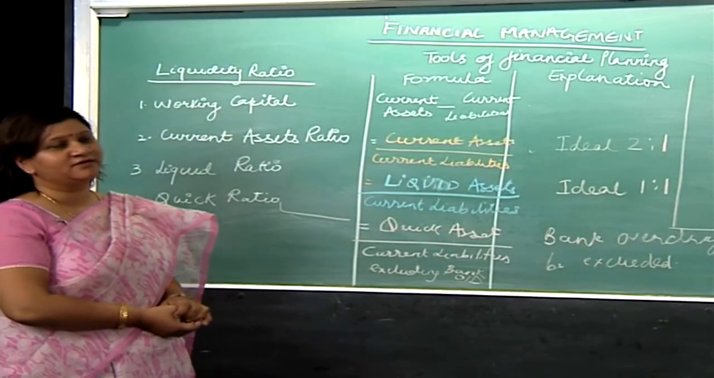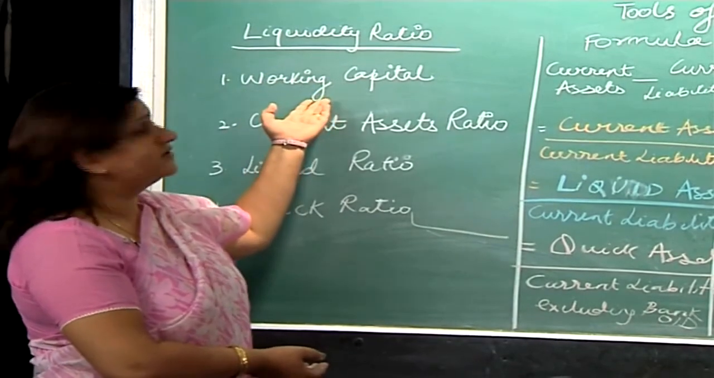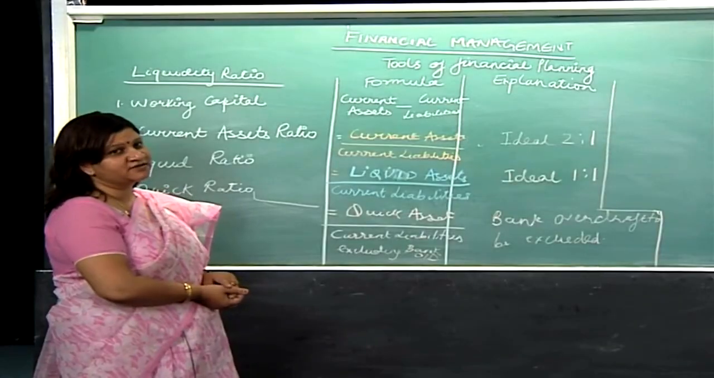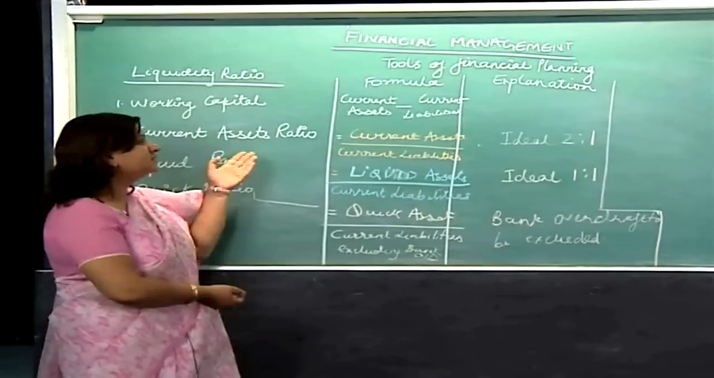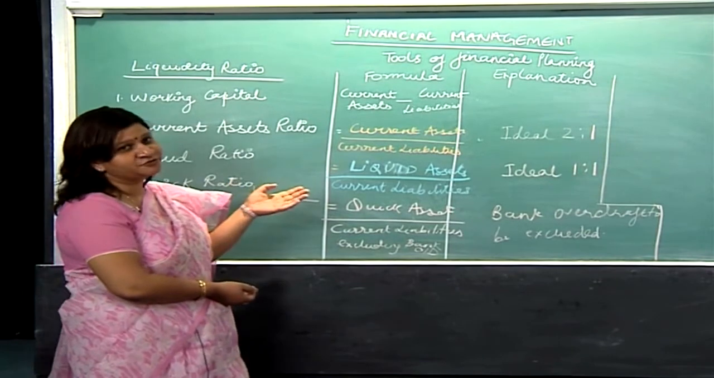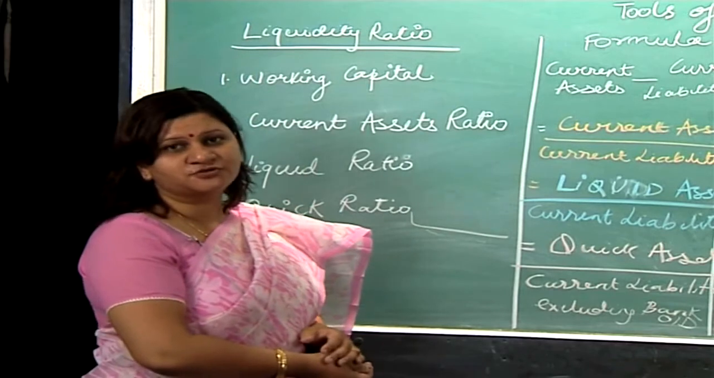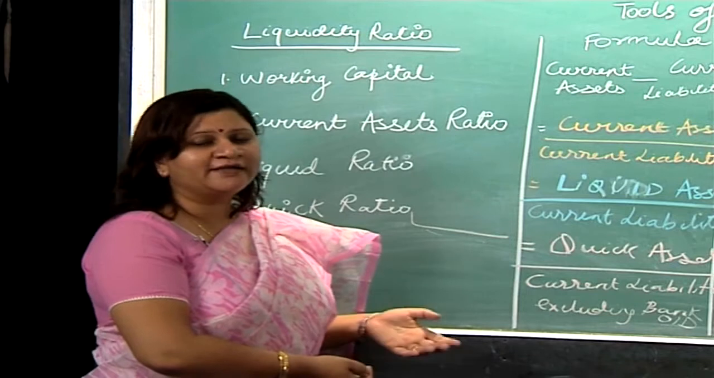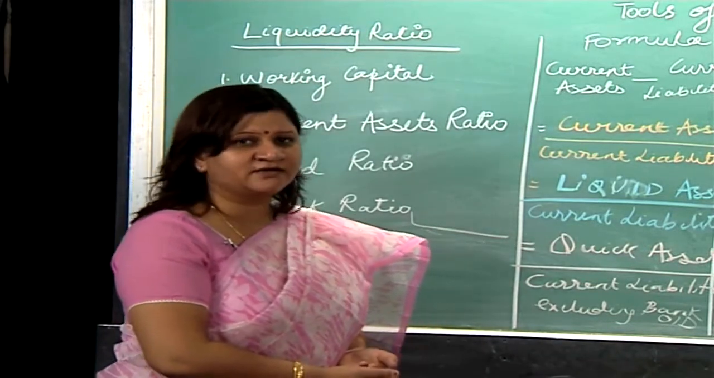Till now we have learned about these 3 ratios. That is, under liquidity head we have learned about working capital, which is computed using the formula current assets minus current liabilities. Then we have learned in detail the current asset ratio, that it is computed as current assets divided by current liabilities, and ideally it should be 2:1. Anything which is lower than 2:1 will show that the liabilities are exceeding assets, or in other words we can say that our current assets are not adequate enough to pay the current liabilities.